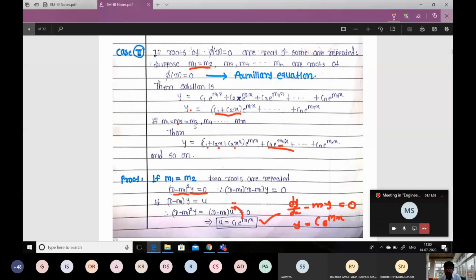So if roots get repeated 3 times, corresponding to that you have to go c1 plus c2x, because the root is repeated 3 times, so up to c3x square e to the power m1x. If it is repeated 4 times, then you have to go up to x cube: c1 plus c2x plus c3x square plus c4x cube, like that. So I hope you understand up to case number 2.